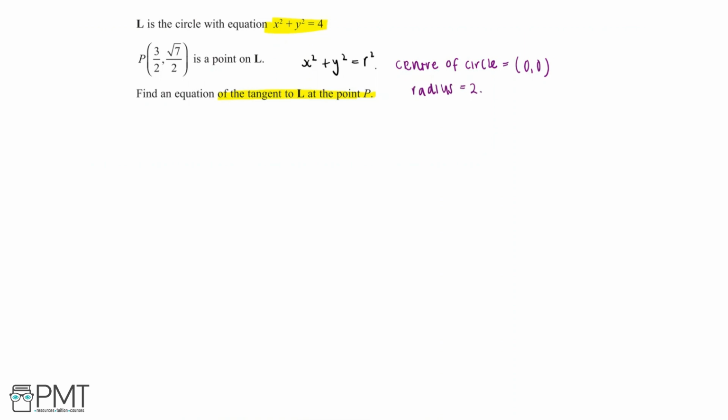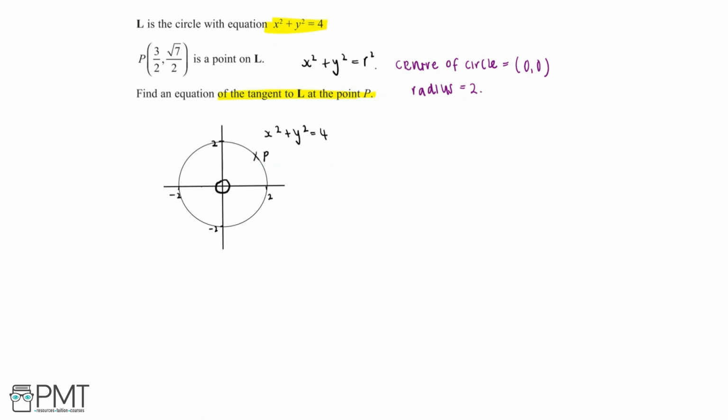So now we can represent the information given to us using a diagram. We've drawn a diagram to represent the circle x squared plus y squared equals 4. We can see that the centre of the circle in our diagram is the origin, which is (0, 0), and that the circle has a radius of 2. Now we're going to imagine that point P is over here, and so we'll label this point P.